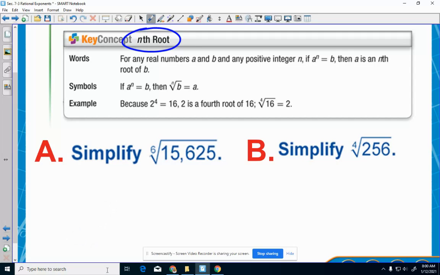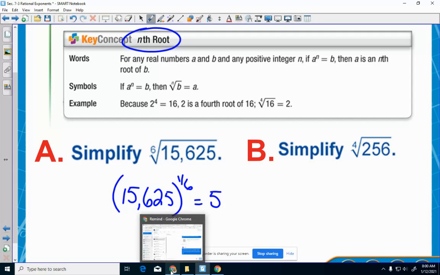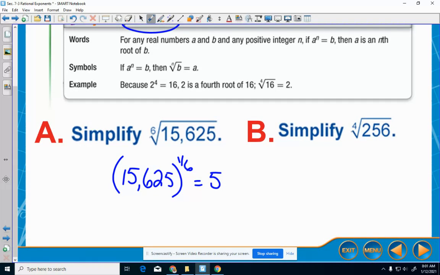To simplify this, you have two options. Option number 1, I can write this as 15,625 to the 1/6 power. Remember, there would really be a power of 1 there. If I use my calculator to simplify that, 15,625 raised to the 1/6 power would be an answer of 5. Meaning essentially 5 to the 6th power. If you did 5 raised to the 6th power, you would also get this same value, 15,625.